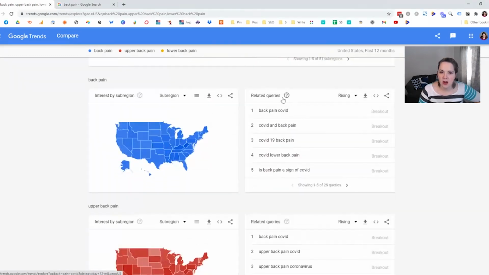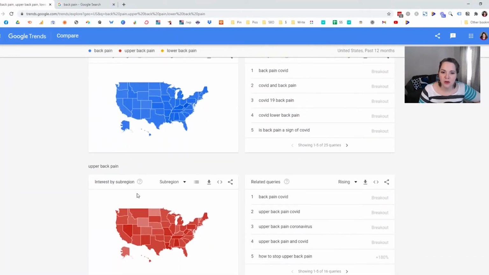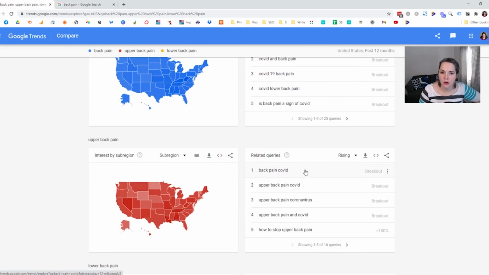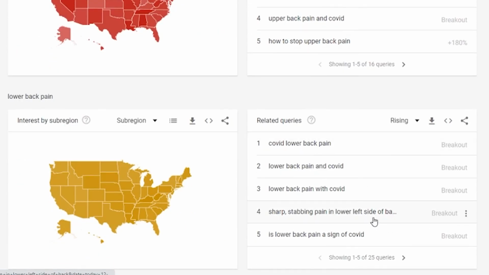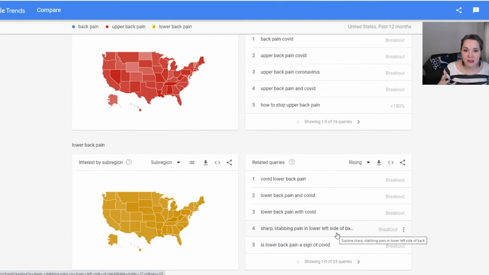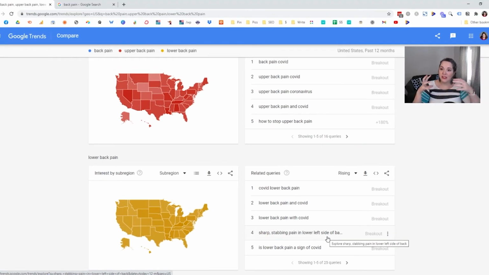Now, we already saw our related queries for back pain, but you can also see the related queries for upper back pain down here. How to stop upper back pain, or sharp stabbing pain in the lower left side of your back. So knowing that there are these specific terms that people are looking for, you can gauge this in order to create your content plan.